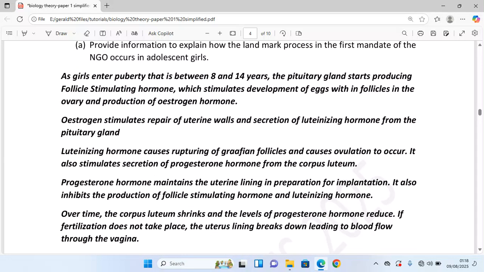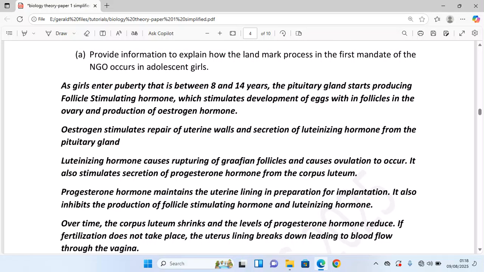So here they say provide information to explain how the menstruation process in the first mandate of the NGO occurs in adolescent girls. In simple terms, we are explaining how menstruation takes place in adolescent girls. And that is the information that as girls enter puberty, that is between 8 and 14 years, the pituitary glands start producing follicle-stimulating hormone. And what does that do?